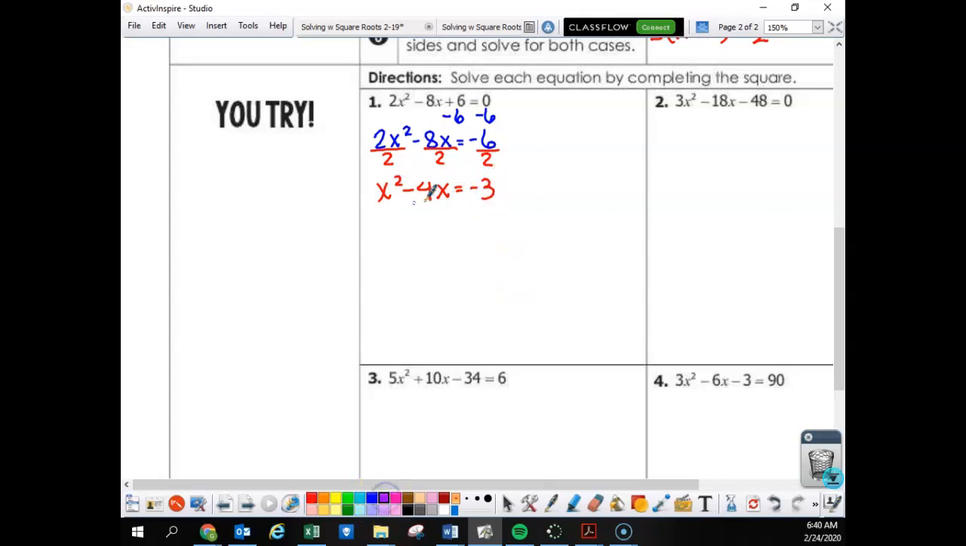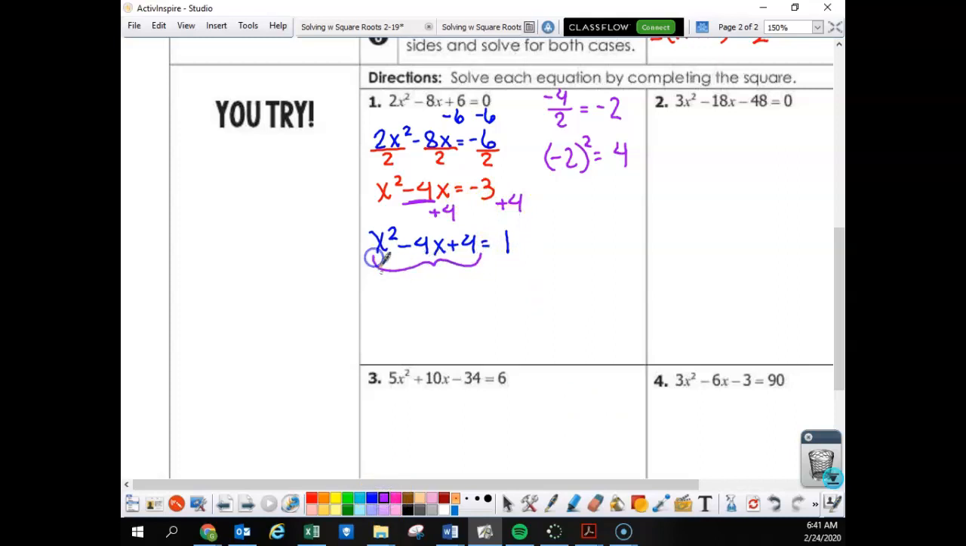Then your b value, you're going to take half of that. Negative 4 divided by 2 is negative 2. And then you're going to square that answer. So negative 2 squared is positive 4. And that's what you're going to add to both sides of the equation. Okay? So this becomes x squared minus 4x plus 4 equals negative 3 plus 4 is positive 1.